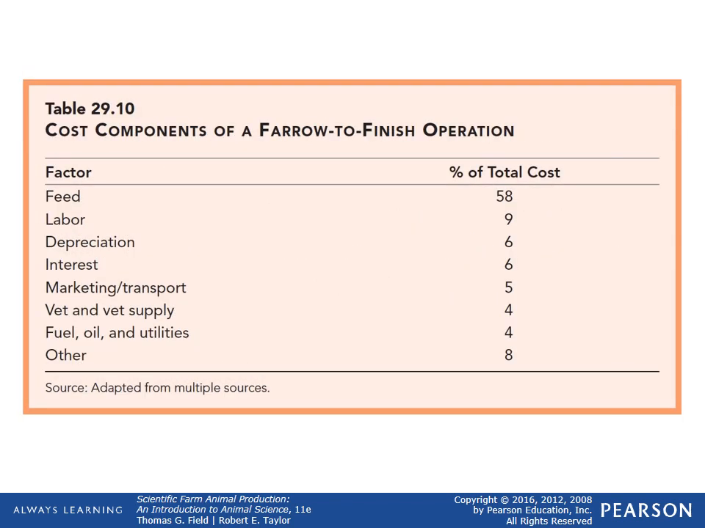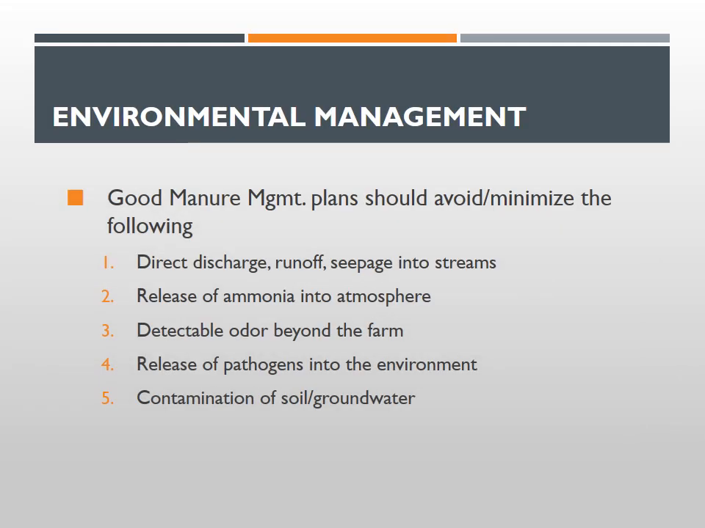Cost components, what makes up the feed to farrow finish budget, or farrow to finish operation budget. And again, we wrap up this section with some environmental management stuff. So a really good manure management plan, of course, avoids discharge, runoff, or seepage of manure into surface water conveyances, which would be creeks or streams or ponds or whatever.